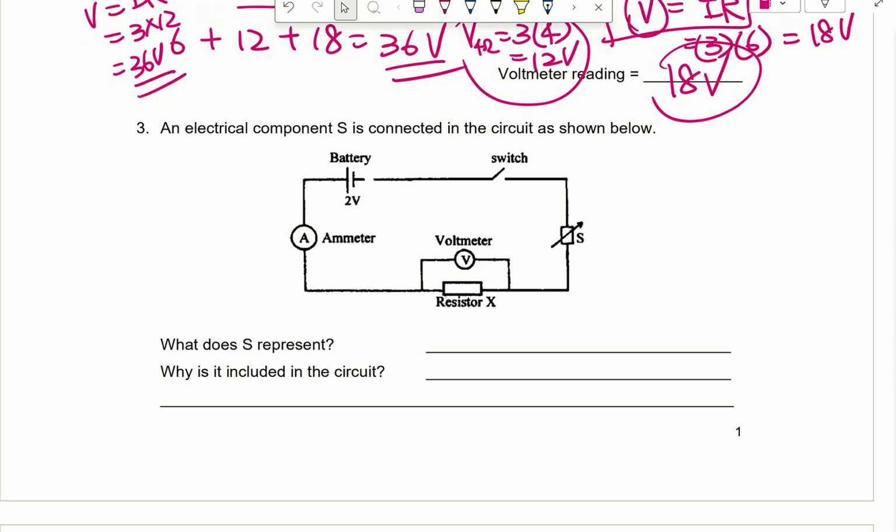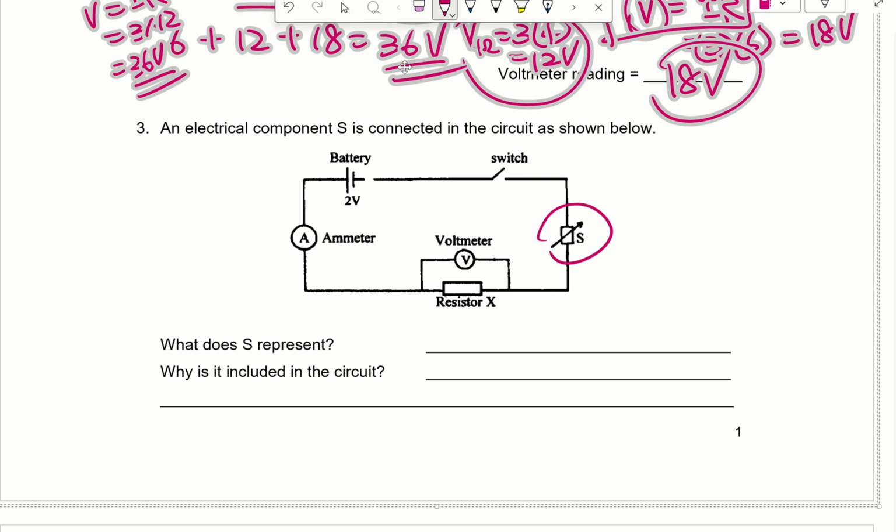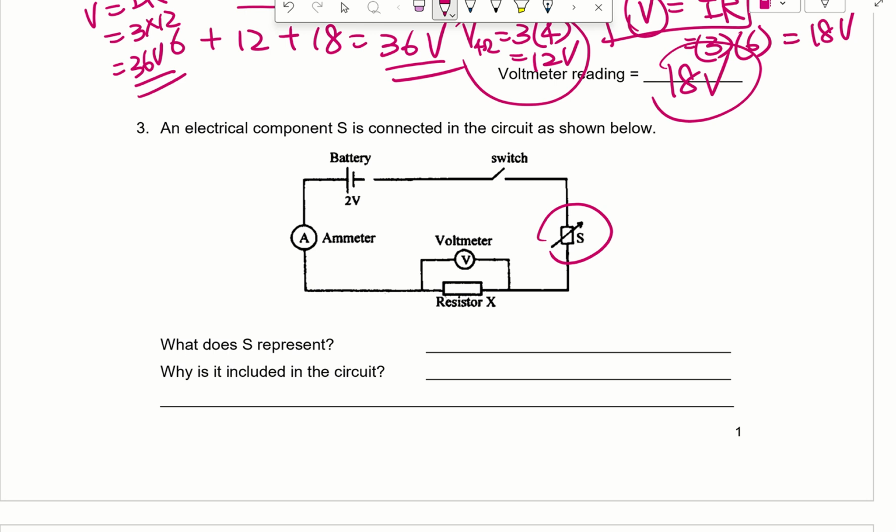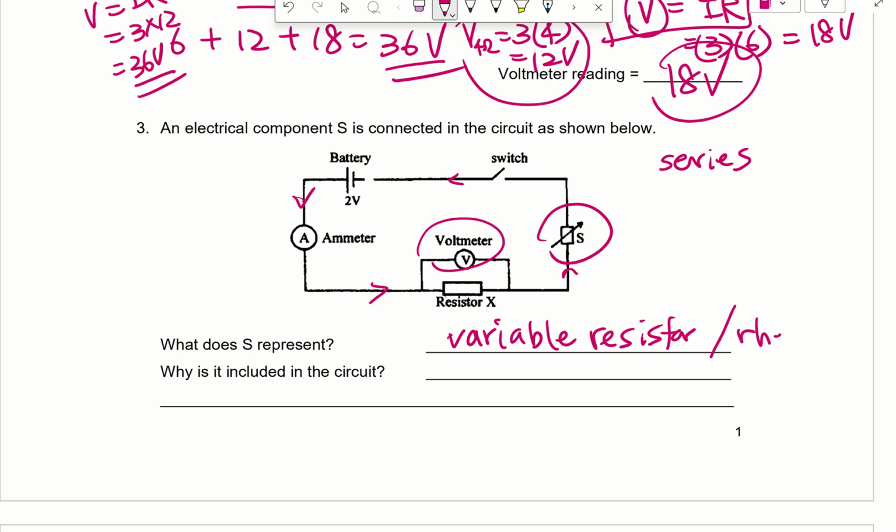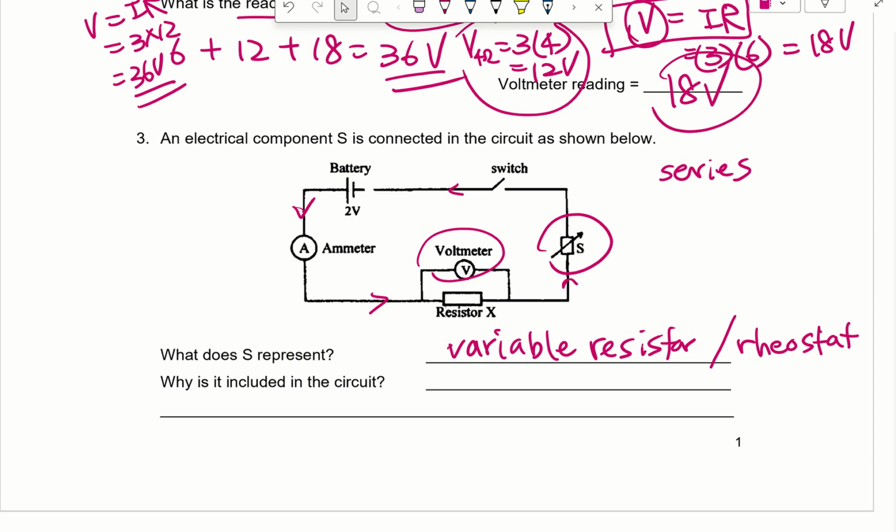Okay, question 3. An electrical component S, which is here, is connected in the circuit as shown, and we see that there is only one path, right? The current doesn't actually pass through the voltmeter, so there's only one path, so everything is connected in series. So what does S represent? It represents a variable resistor, or we can also call it a rheostat. Why is it included in the circuit? Now, what's the purpose of the rheostat?